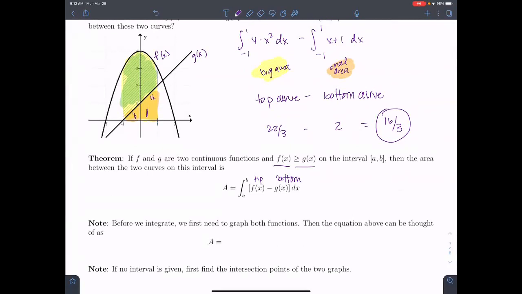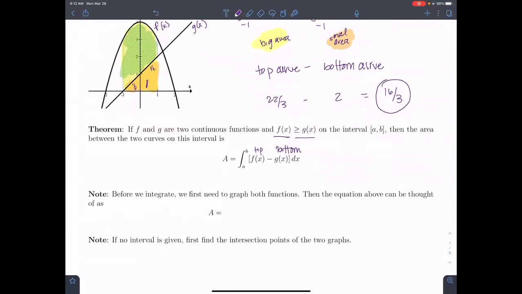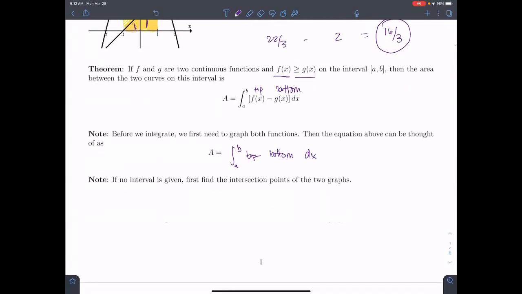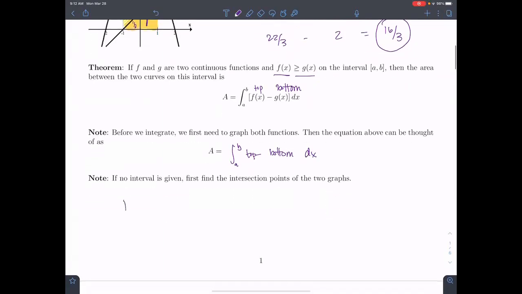So that happens everywhere. So that's what you want to do, basically graph it to see which function is on the top, and then do that. So the integral from a to b of top minus bottom. So think about that total area setup. That's kind of what we did before.